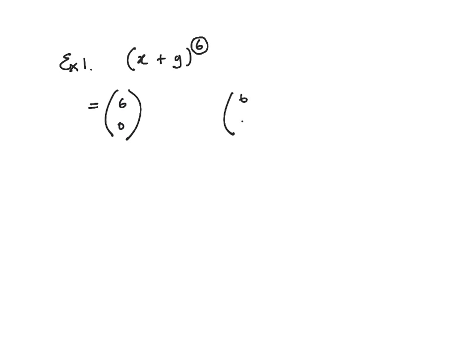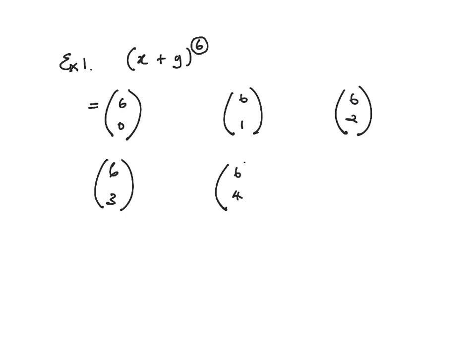and then we'll have 6 choose 1, and then 6 choose 2, 6 choose 3, 6 choose 4, 6 choose 5, and 6 choose 6. So those are the coefficients, which we'll simplify in a minute.